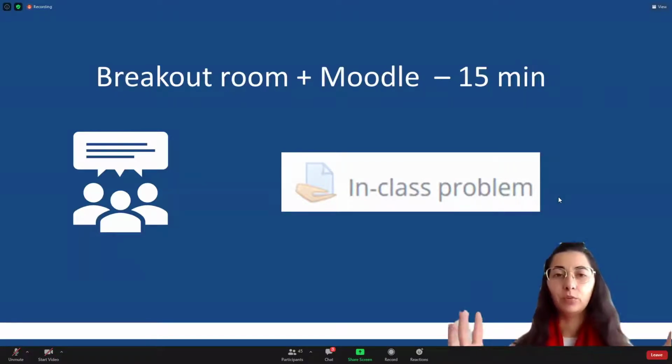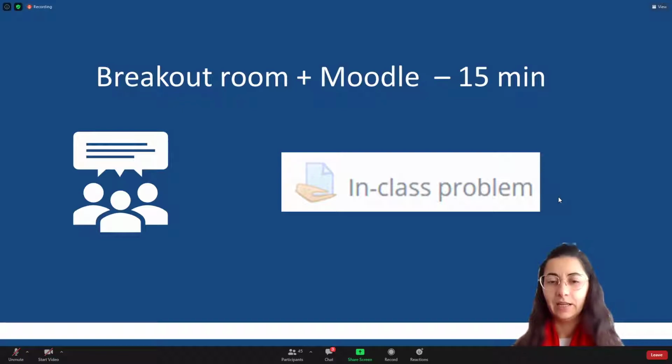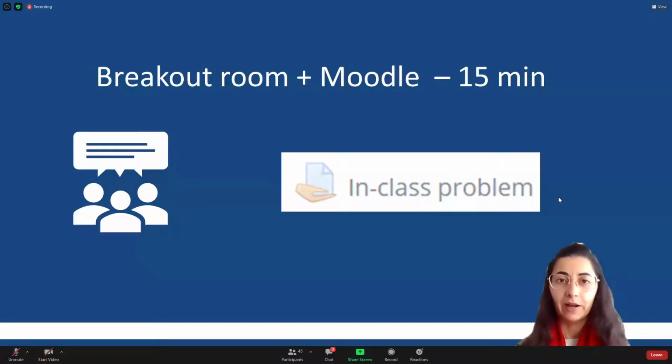So I will divide you in breakout rooms in pairs, okay? So we'll try to see how it works. And then there's on Moodle, let me make it available on Moodle. Okay, so if you go on Moodle, you can see there on today's class a mandatory activity, which is an in-class problem. I will divide you in breakout rooms of pairs, and you both have to work together and answer the questions. It's only 2 questions, so it's 15 minutes.